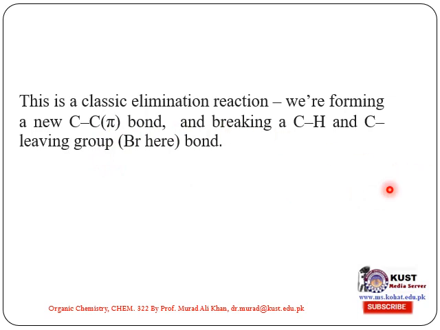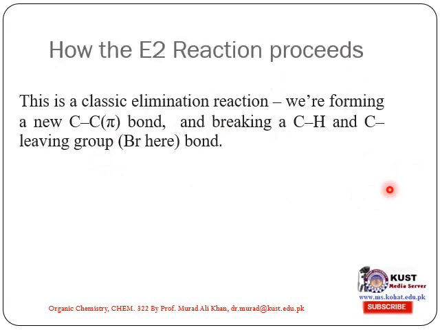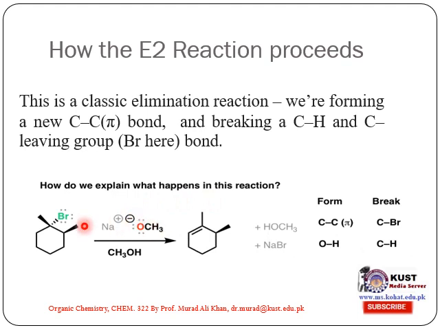This is a classic elimination reaction. We are forming a new C=C pi bond and breaking a C-H bond and a C-leaving group bond. Here the leaving group is bromine. This is the base, sodium methoxide in the presence of methanol, and it forms a double bond here, with the formation of sodium bromide and methanol.